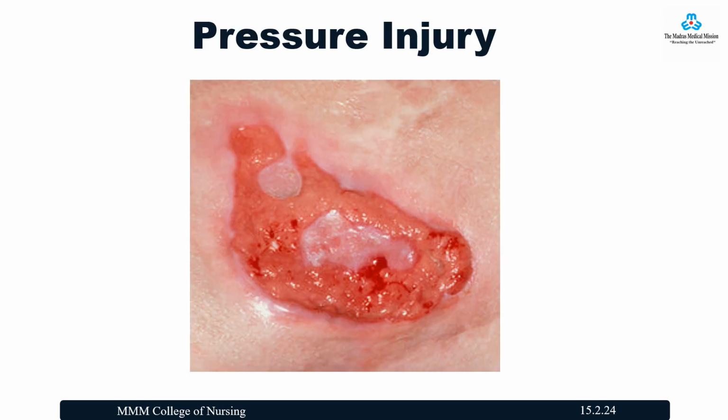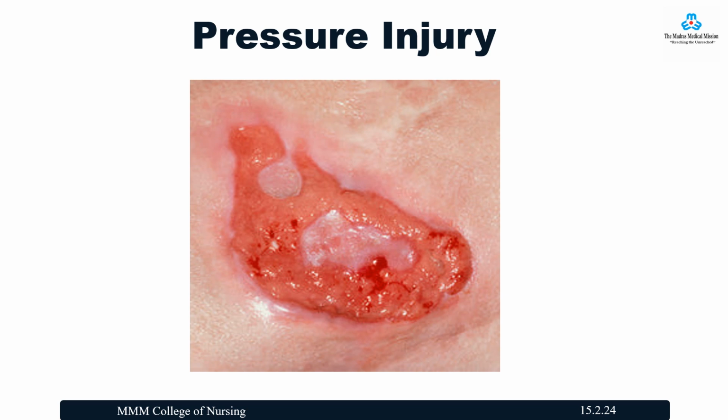What is a pressure injury? So this pressure injury is also known as pressure ulcers. So how can we define a pressure injury? So pressure injury is defined as a localized damage to the skin or any underlying tissues, often over a bony prominence due to any pressure or pressure in combination with the shear.